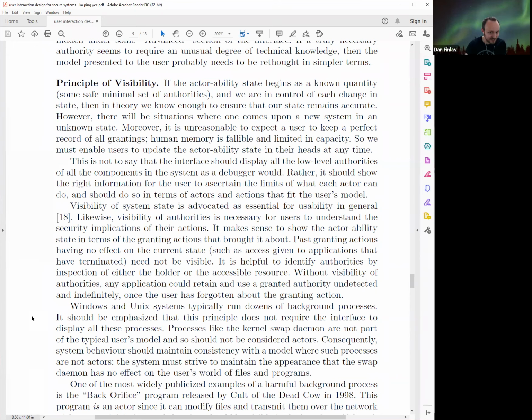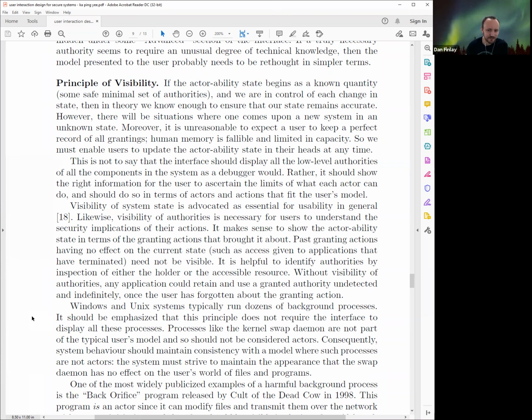This is not to say that the interface should display all of the low-level authorities of all the components in the system as a debugger would. Though as a programmer, I kind of like that view. Rather, it should show the right information for the user to ascertain the limits of what each actor can do and should do so in terms of actors and actions that fit the user's mental model.